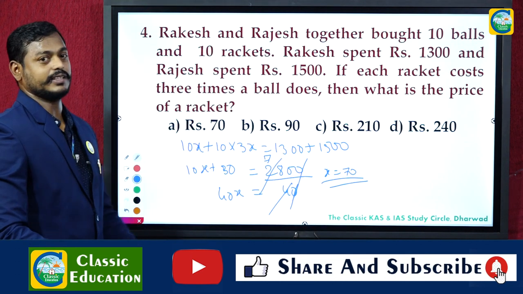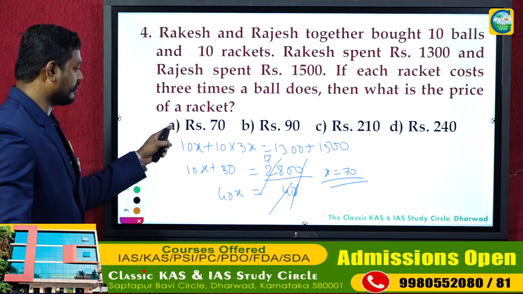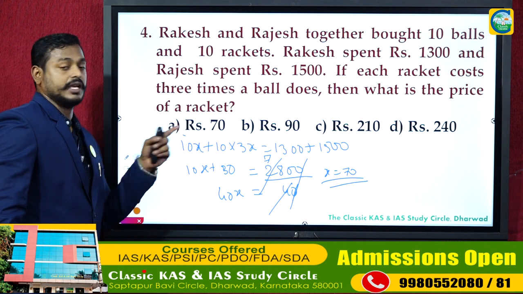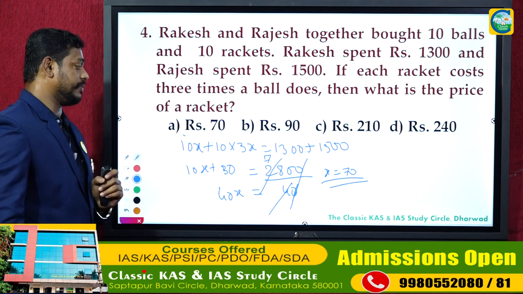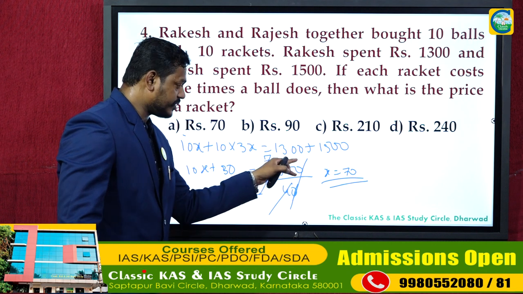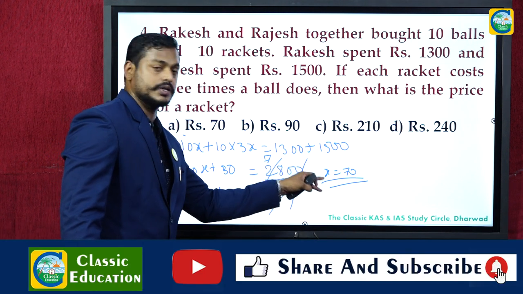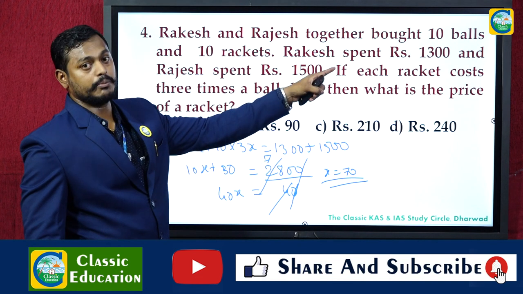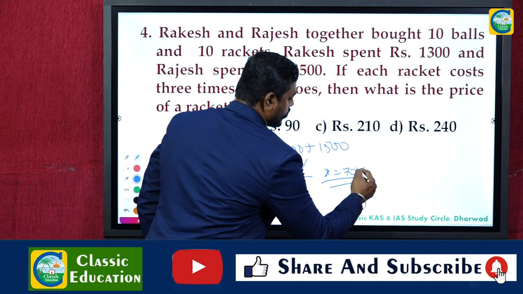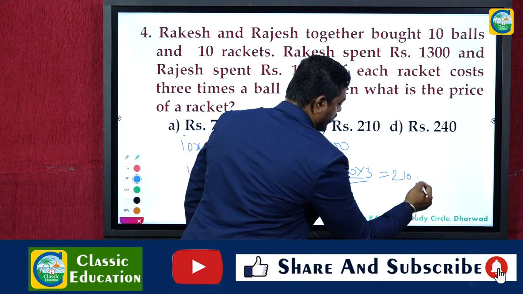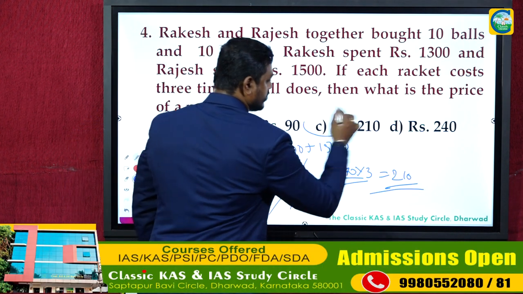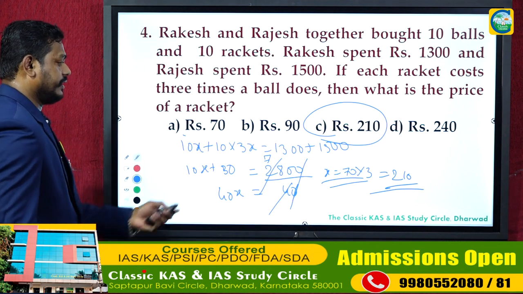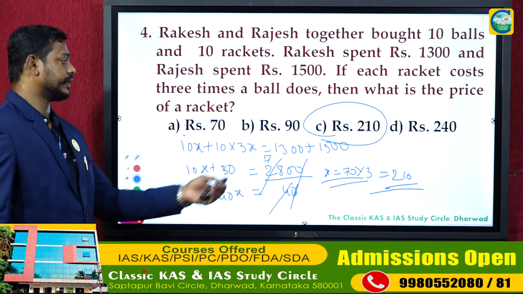Don't think that the answer is 70, friends. Why? Because in the options they have already given 70 here. If you think that is the answer and mark it, you will get a penalty of marks. Why? Because this is not the racket cost, this is the cost of one ball. They have said the racket price is 3 times a ball's cost, means 70 into 3, so the answer is 210. So option C is the right answer, friends. Okay, fine, let me go for the next question now. We will solve the next one.